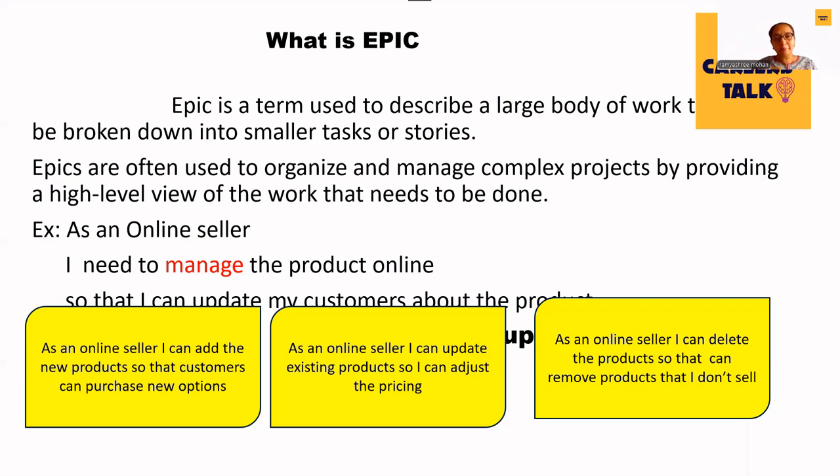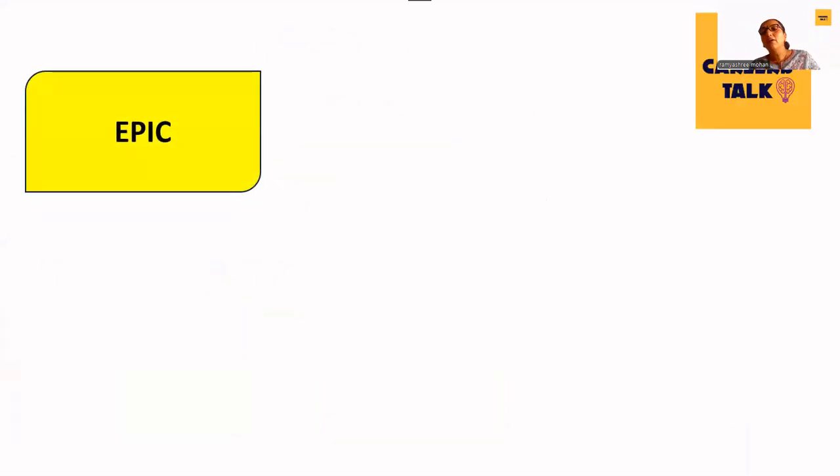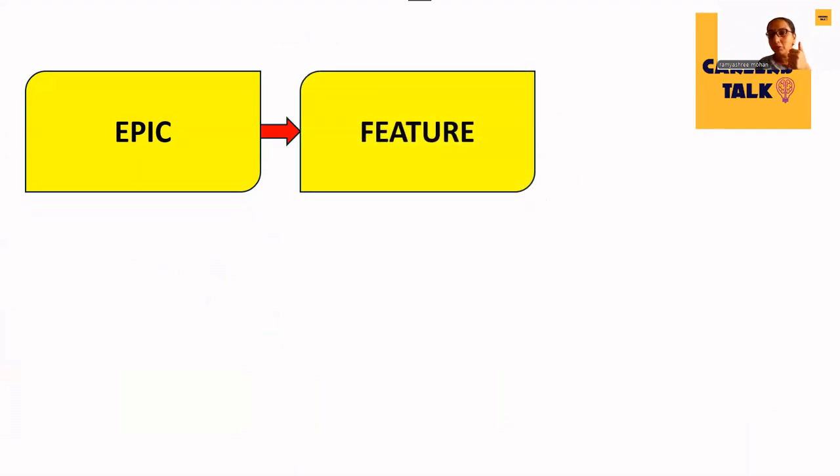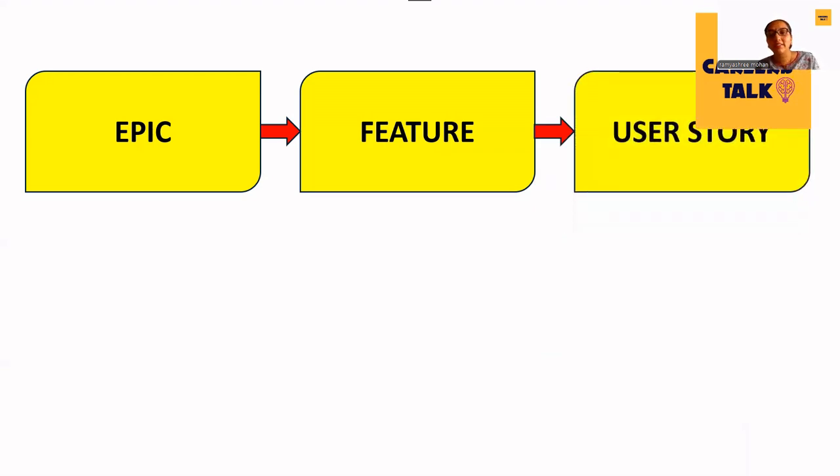So now, as you can see, the epic is like, as an online seller, I should be able to do all these things, correct? So now let us see how we can go further. An epic can be further divided into smaller things called features, and a feature can also be further divided into smaller things called user stories. A user story is like the smallest particle, so that it is very crystal clear for the developer as to what exactly has to be developed as part of this user story. For example, user management is an epic.